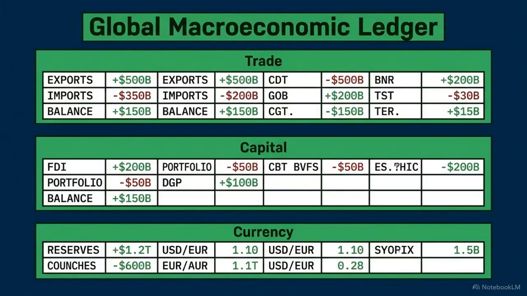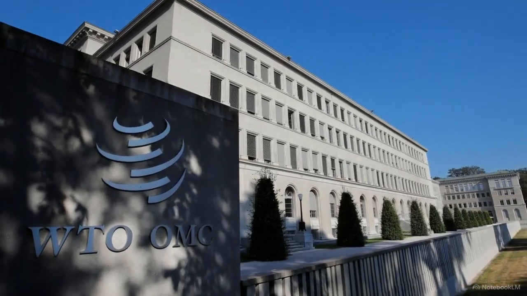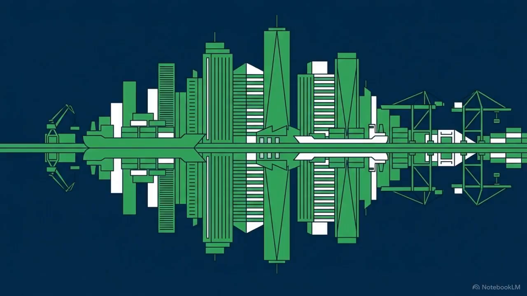The completed balance of payments ledger shows how trade, capital, and currency function together as a single integrated machine. In a globalized economy, a trade deficit is part of an intricate ecosystem. It is a continuous, quiet balancing act where today's consumption is financed by tomorrow's assets.